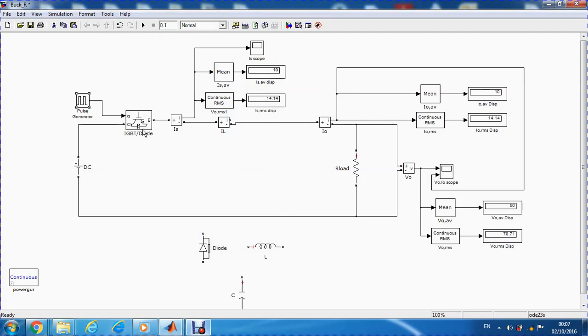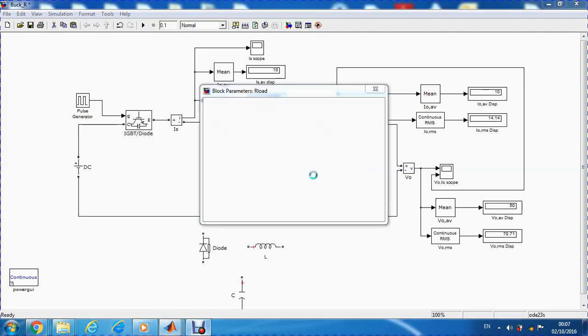I have used a single IGBT, and here are the oscilloscopes, and these blocks are to calculate the mean or average values, and these are the RMS. I have inserted a current sensor to measure the supply current, whether for mean value or RMS value.